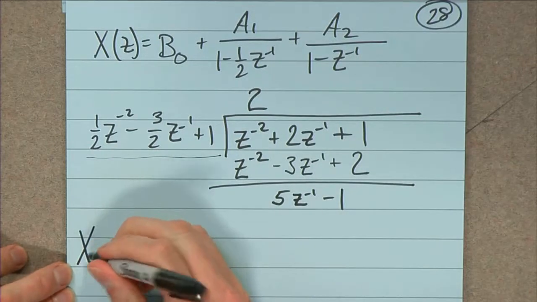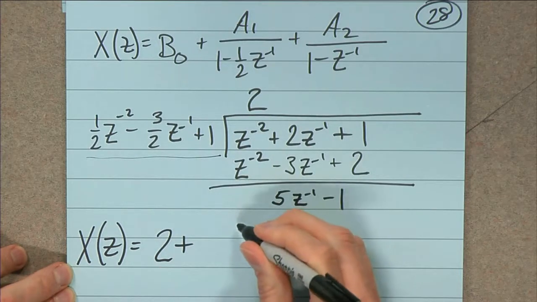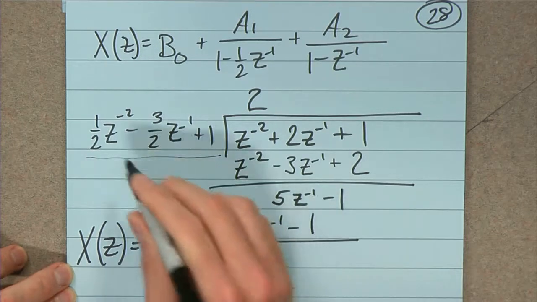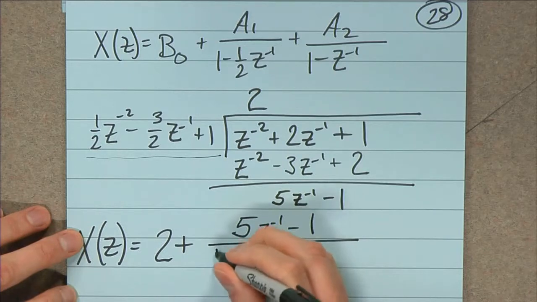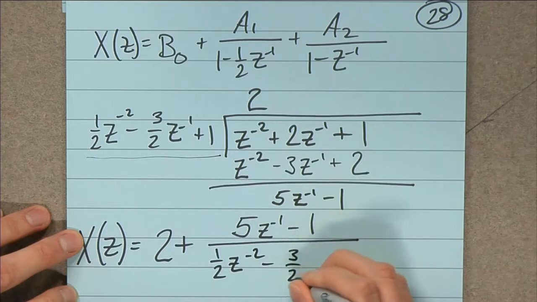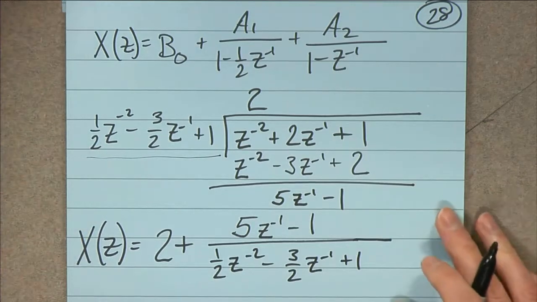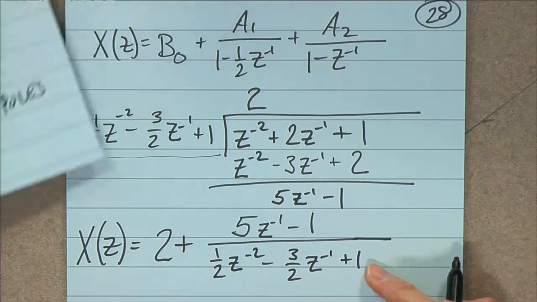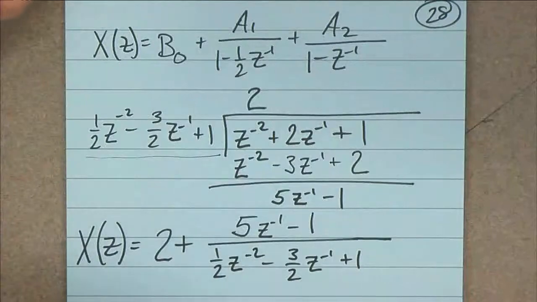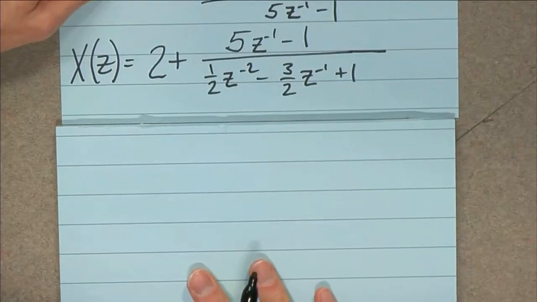So now we can rewrite this as X of z equals 2 plus what? 5z inverse minus 1 all over this polynomial, which I'll write like this for clarity. But you know that quantity there is really those two expressions multiplied together. So that brings us back to our friendly case 1 again, right?